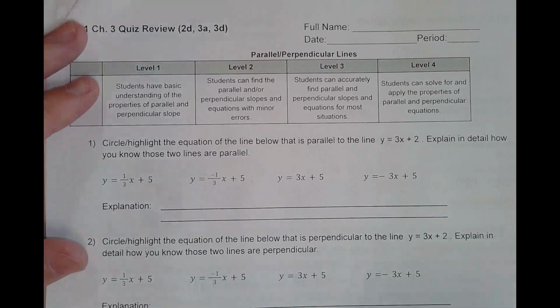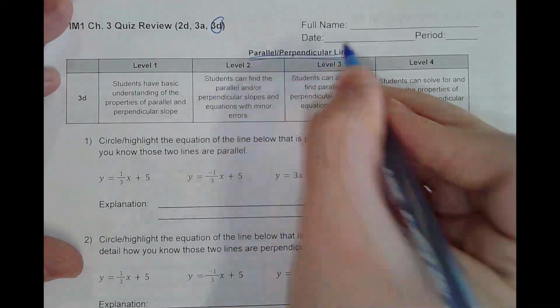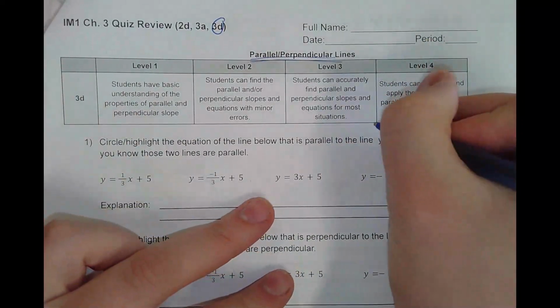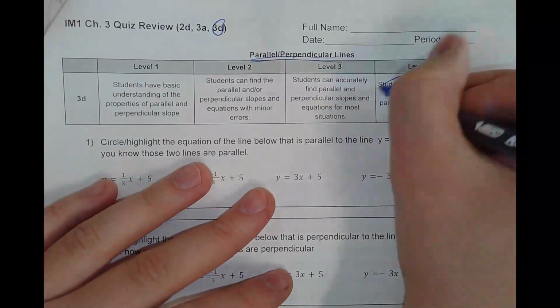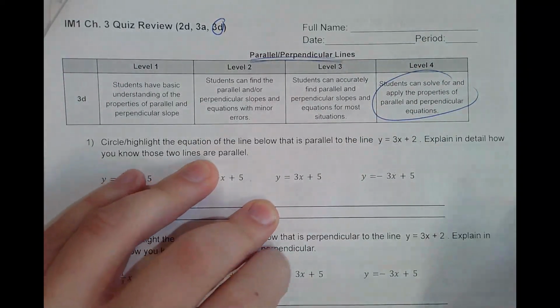All right, our next section is standard 3D, which is going to be parallel and perpendicular lines. A couple of things we need to note is to get a 4 on the standard, you have to understand parallel and perpendicular equations and what they mean.